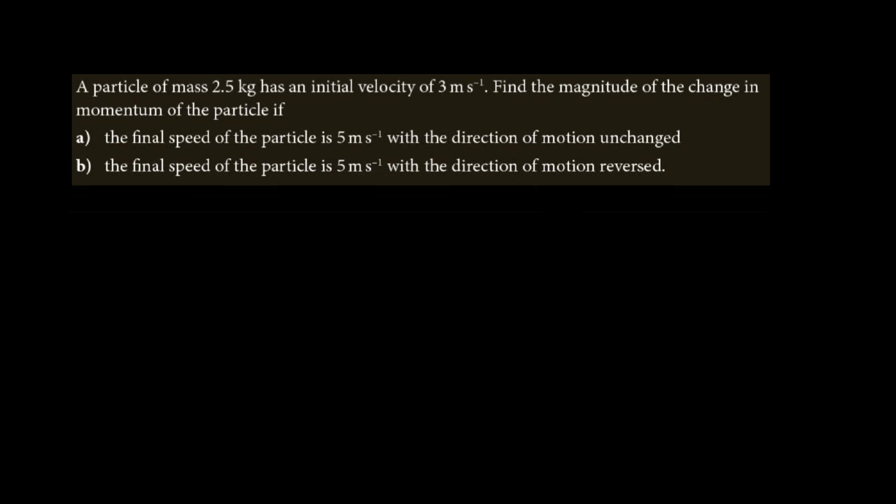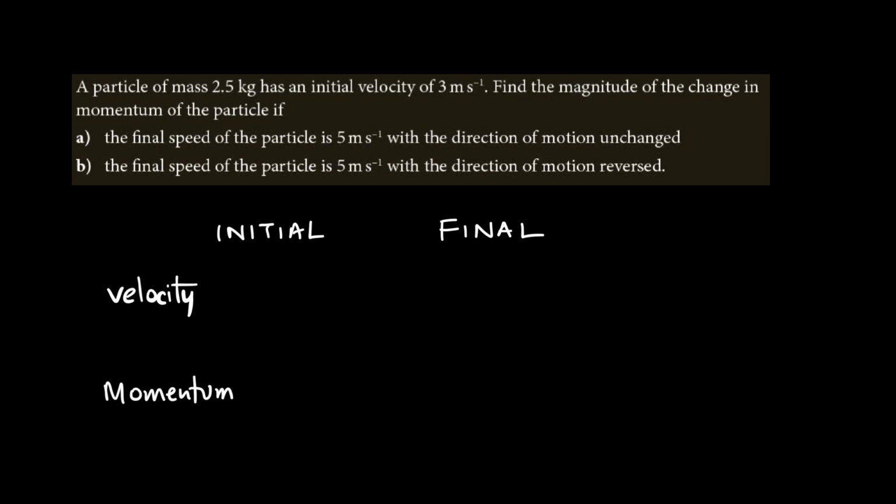So now what we do is let's make up a table. Let me write the initial velocity and then the final velocity. And then first of all, I'm writing velocity over here and then the momentum. The mass is constant, that is 2.5 kg. So now the initial velocity is 3 meter per second. The final velocity in the first part is 5 meter per second. Since we are taking 3 to be positive, 5 is also positive because the direction is unchanged.